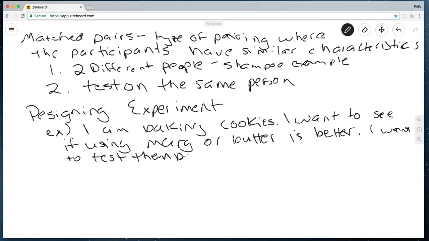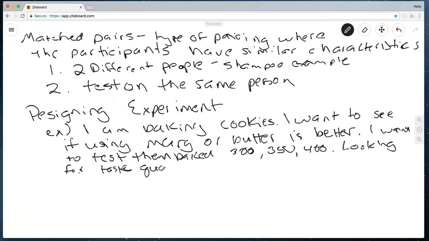them baked at, we'll do 300, 350, and 400, and we are looking for taste, quality, and color too, because cookies, if they're ugly and I'm trying to sell them or something, they're not going to sell.